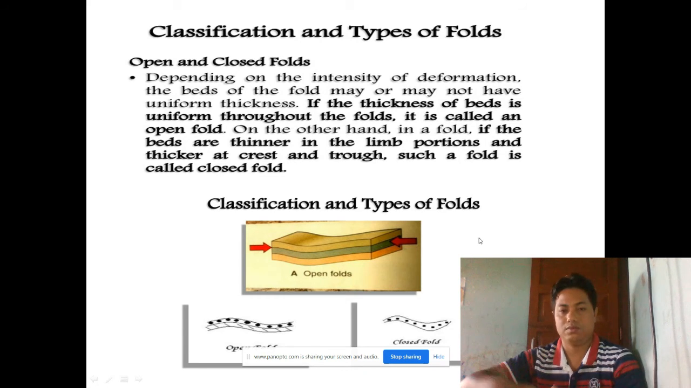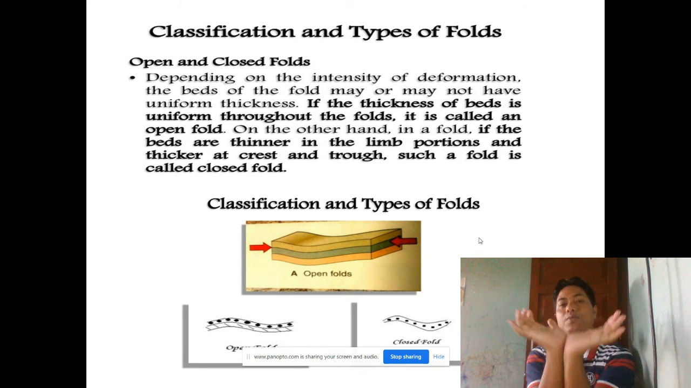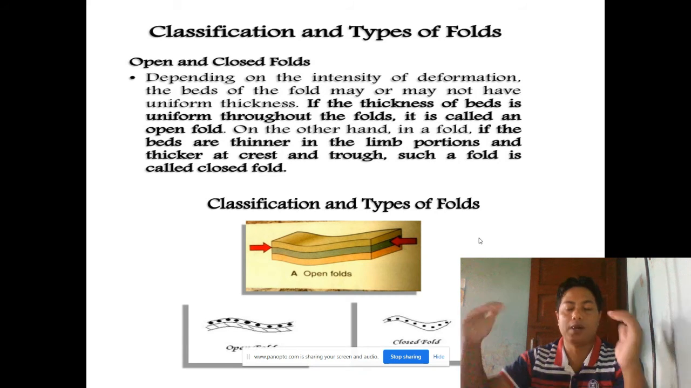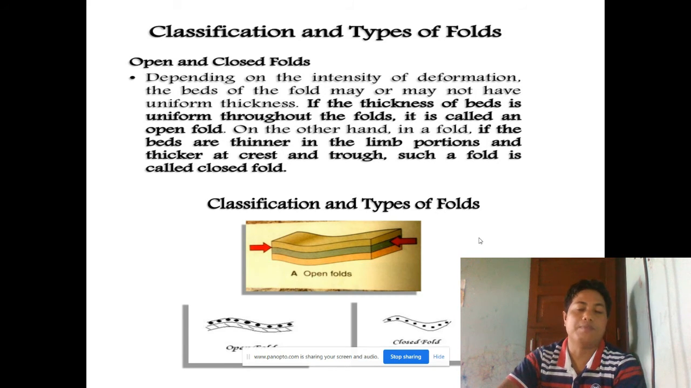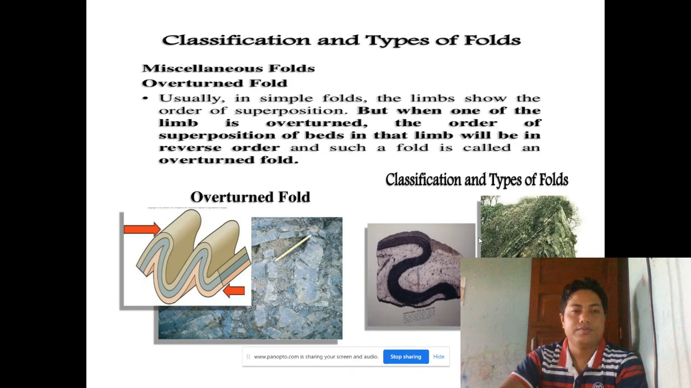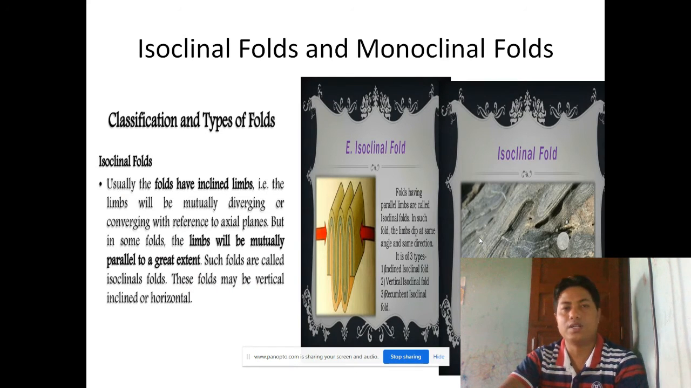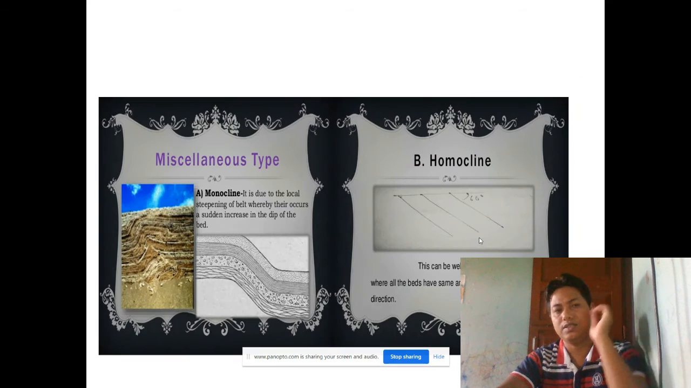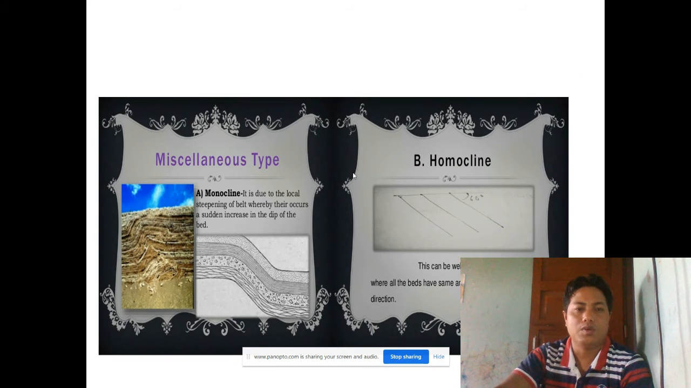Close folds are like this, close. Open is like an open fold, not much curvature. Close folds have tight curvature. So overturn, isoclinal, these are just examples. Monoclinal, just one limb is there. You don't find the two limbs.